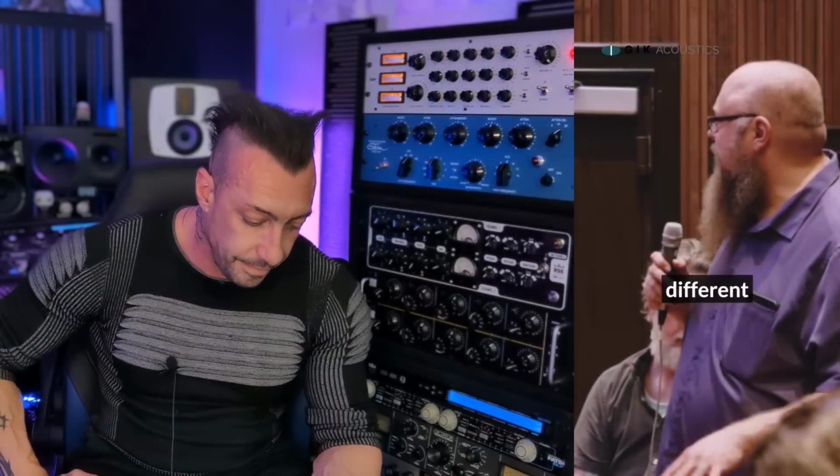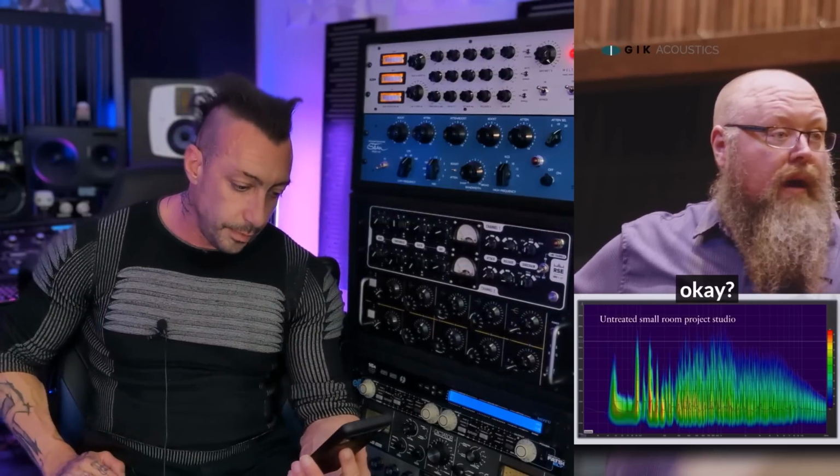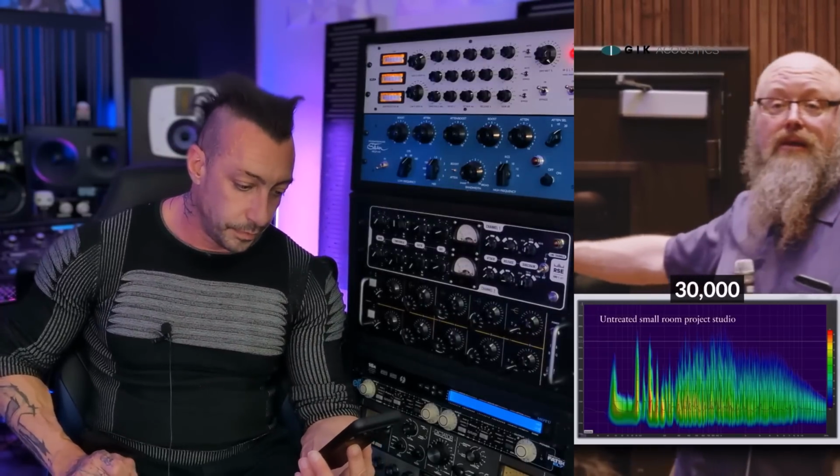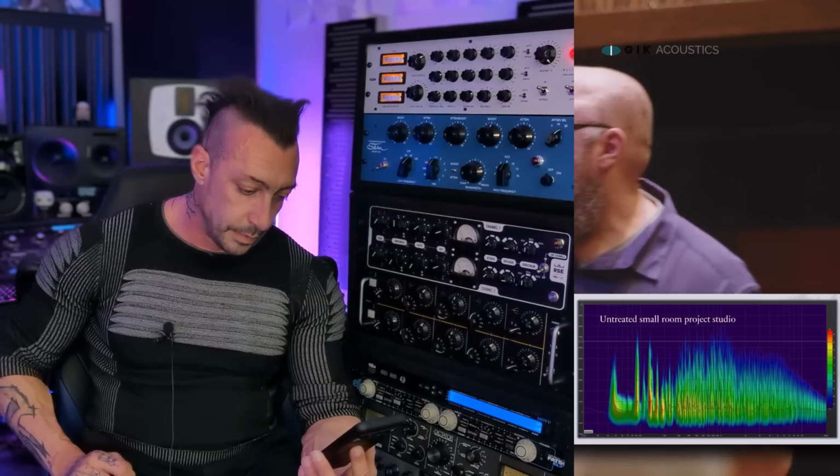The spectrogram is a little different from frequency response graph. We still have frequency on the x-axis left to right, but level, instead of on the y-axis, level is depicted in color, okay? I think of this as the view from 30,000 feet of what your room is doing. So the reds down there in the low end, those are the loudest points, so the level's in color.